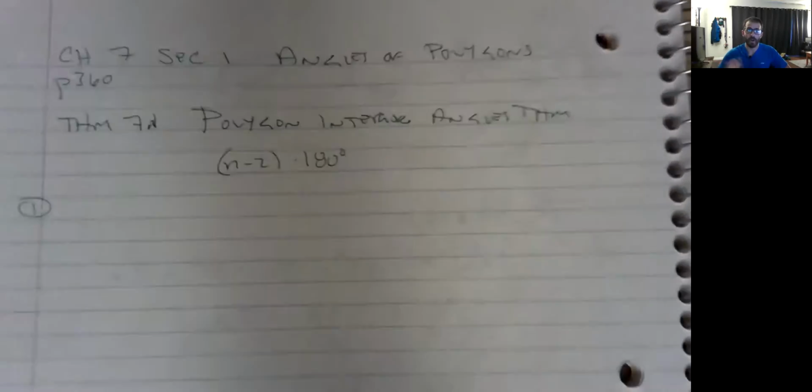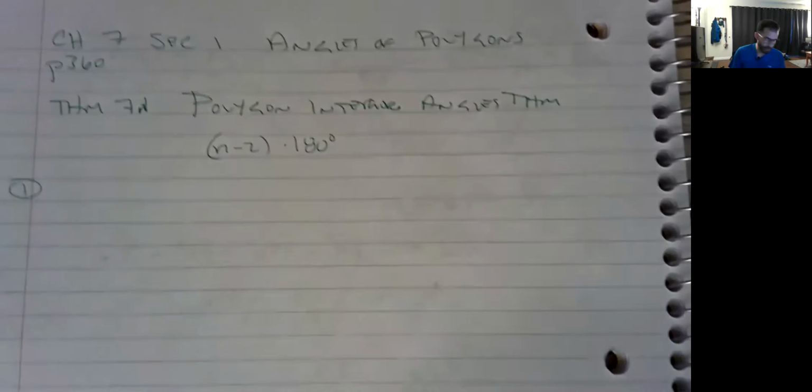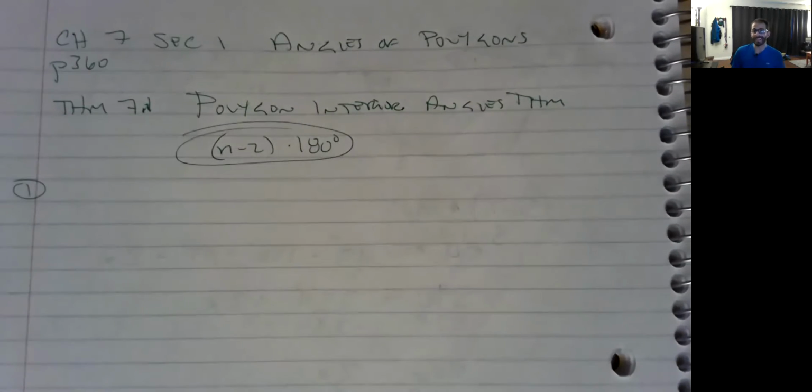You're going to have to go ahead and copy down the theorem for Theorem 7.1, the Polygon Interior Angles Theorem, and do a better job with the handwriting than I did. The key formula here is that the number of sides take away 2 times 180. So pause the video, copy it down, and meet me at number 1 on the bottom of the page.